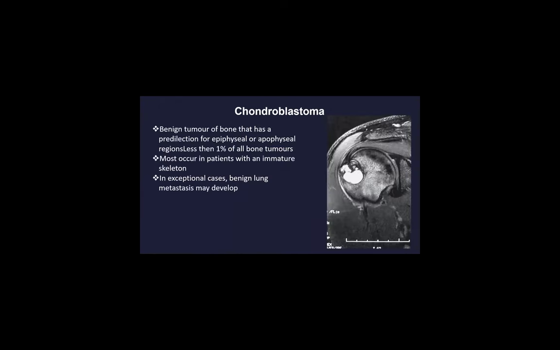Okay, so the next tumor in this differential of evenly spaced giant cells is chondroblastoma. This is another tumor that occurs in the epiphysis or an apophyseal equivalent. It's a pretty rare bone tumor, less than 1% of all the bone tumors that we see. As we mentioned already, these usually occur in patients that are skeletally immature. In exceptional cases, patients can develop lung metastasis, but this is very, very unusual.